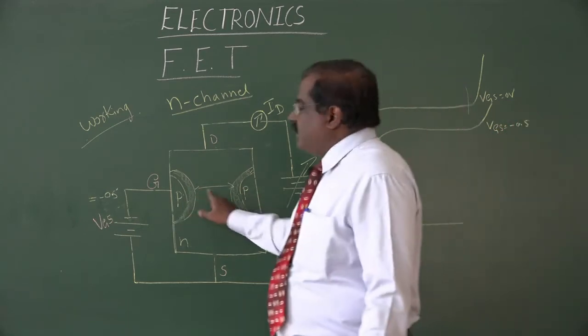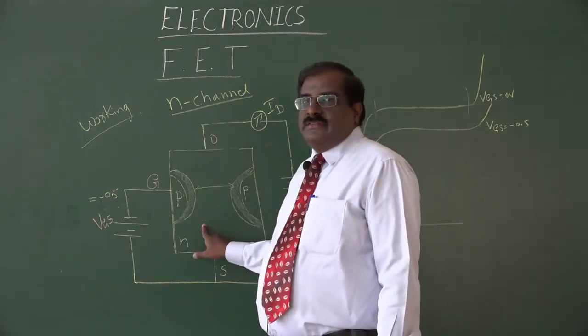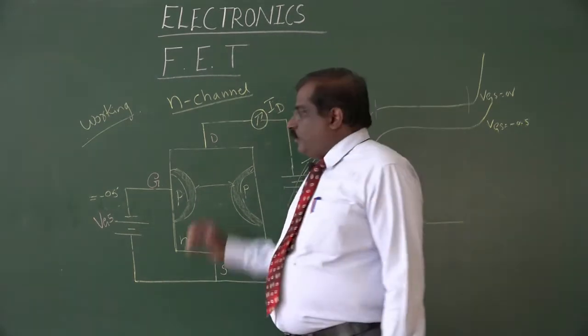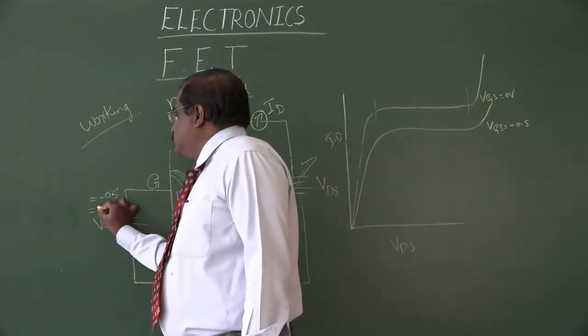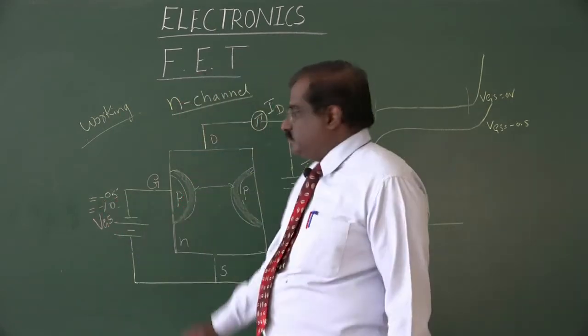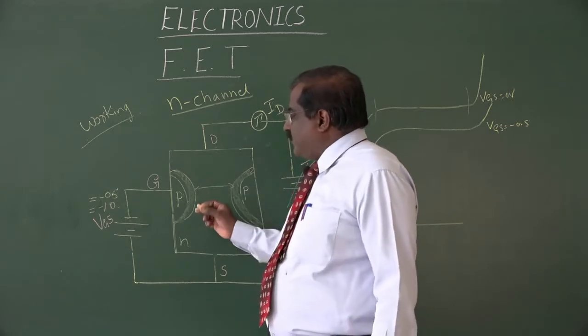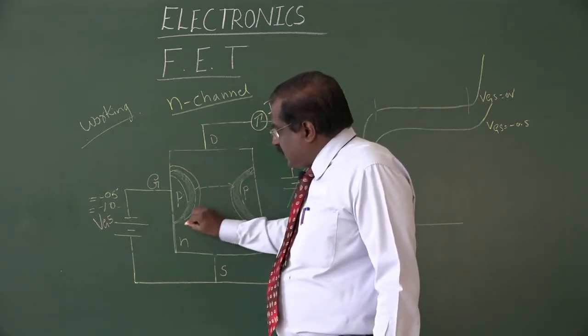So as the channel width decreased, what has happened? The drain current decreases. Now we will increase VGS, the gate to source voltage, to minus 1 volt. VGS equals minus 1 volt. At that time what is happening here? In this part, the depletion region increases.